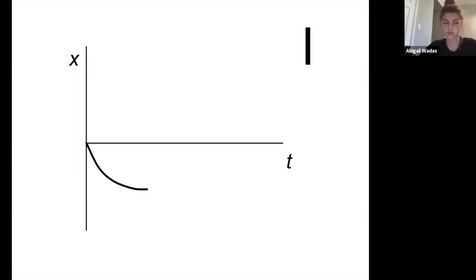How would you draw this graph on a velocity time graph? Like how would it be drawn? Because it's a changing velocity.